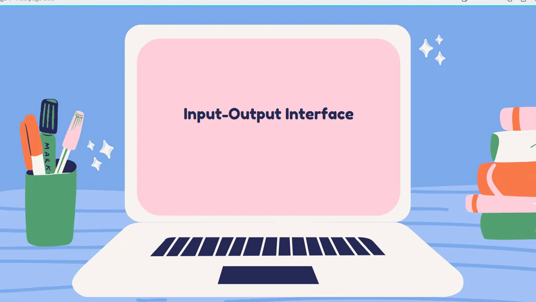In the input-output interface, the peripherals connected to a computer need special communication links for interfacing with the CPU. In the computer system, there are special hardware components between the CPU and the peripherals to control or manage the input-output transfers. Now, these components are called the input-output interface units because they provide communication links between the processor bus and the peripherals.